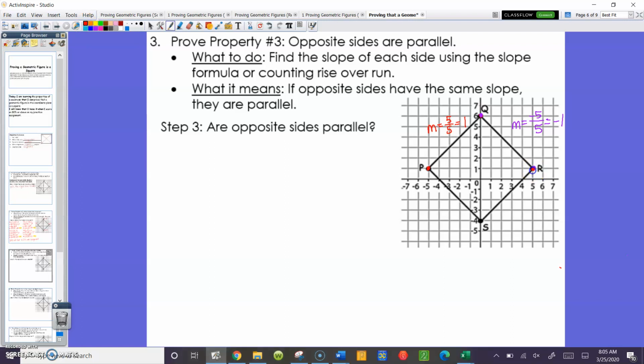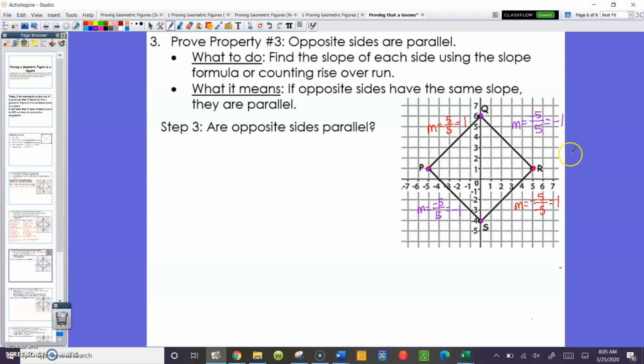Now, if I'm finding RS, and I'm going from R to S, I'm going to go down 1, 2, 3, 4, 5. So that's a negative 5. And then I'm going to go to the left, 1, 2, 3, 4, 5. That is a negative 5, and that simplifies to be 1. And finally, SP, I will go down 1, 2, 3, 4, 5. So that's a negative 5 in the numerator. And then to the right, 1, 2, 3, 4, 5. That's a positive 5. That will simplify to be negative 1.